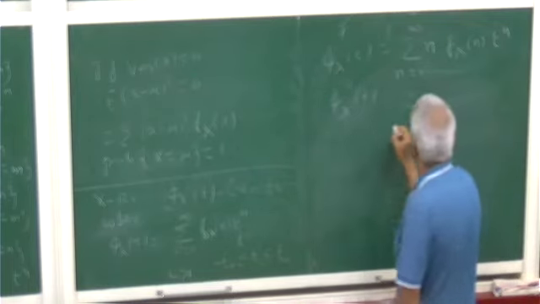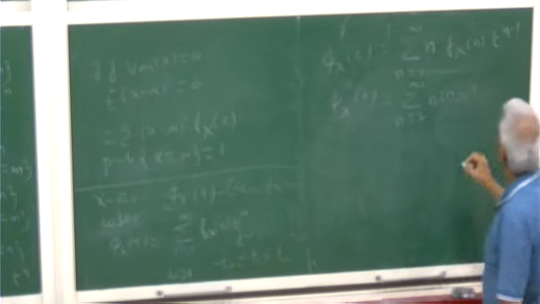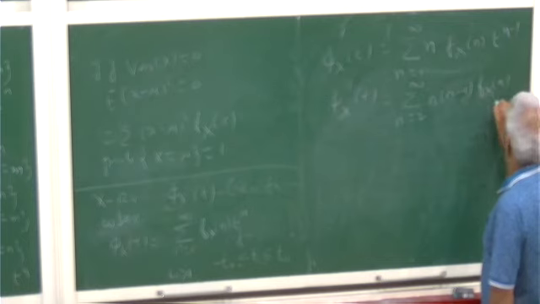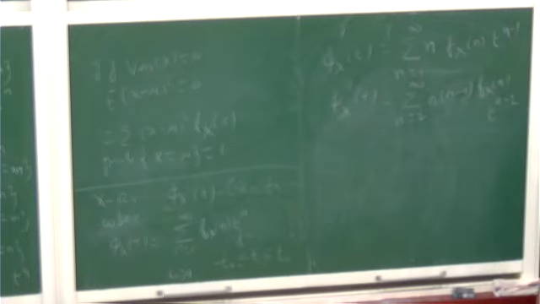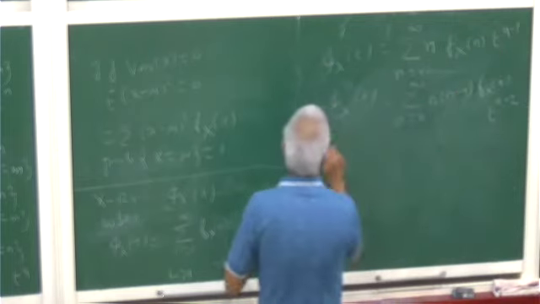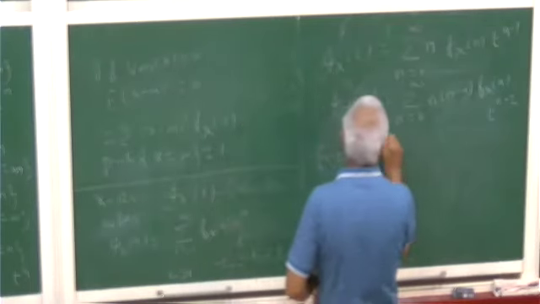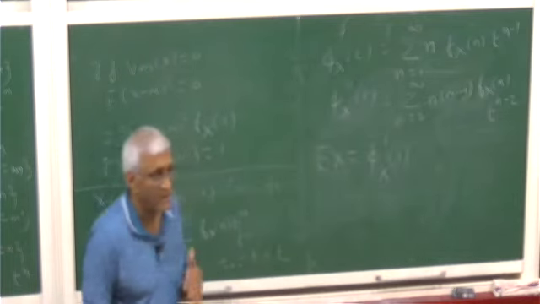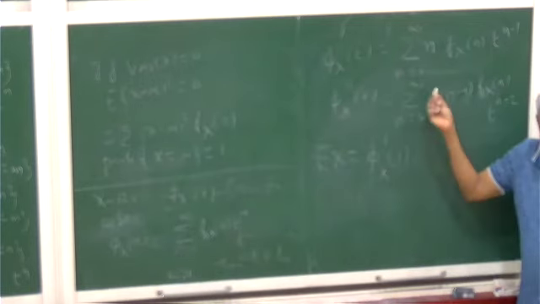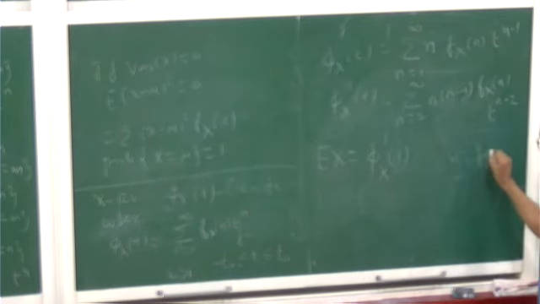Phi X double prime t is summation n equal to 2 to infinity, n into n minus 1, f_X(n) into t power n minus 2. So this thing says, if you substitute t equal to 1, that expectation of X is nothing but phi X prime at 1. If you substitute t equal to 1, this is just this sum. This sum is nothing but expectation of X, right? Expectation of X is summation n f_X(n).